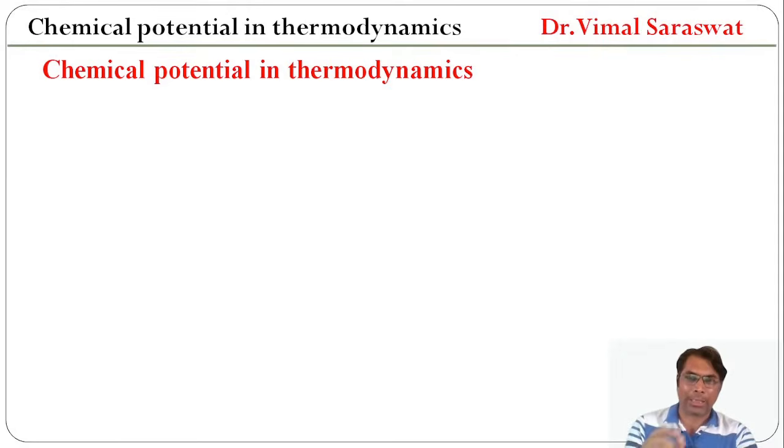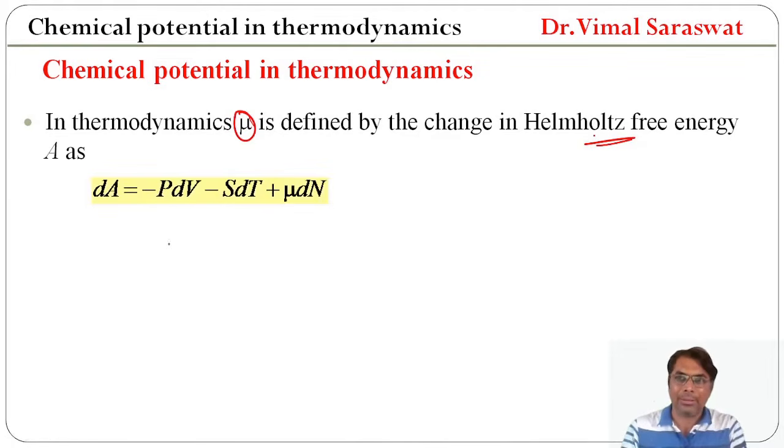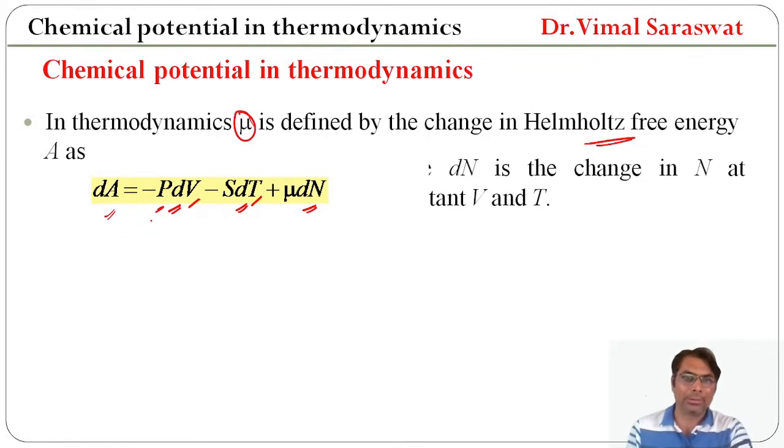Chemical potential in thermodynamics. In thermodynamics, mu, that is chemical potential, is defined by the change in Helmholtz free energy A as dA equals minus P dV minus S dT plus mu dN. Here T is temperature, V is volume, P is pressure, and N is particle number. Here dN is the change in N at constant volume and constant temperature.